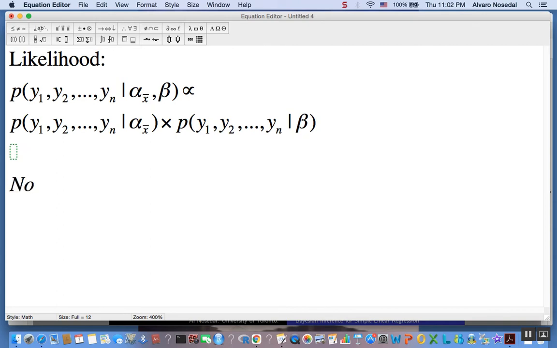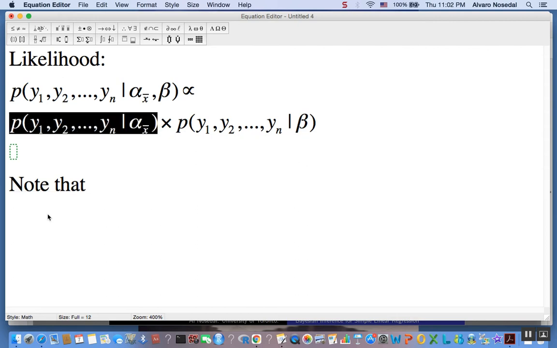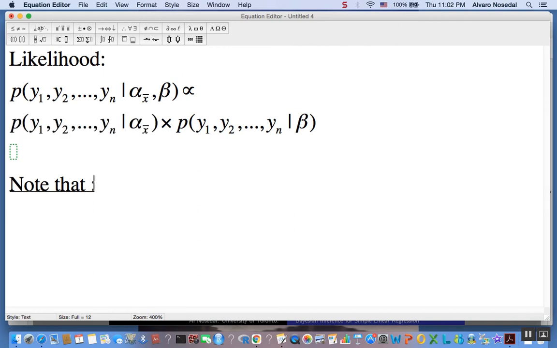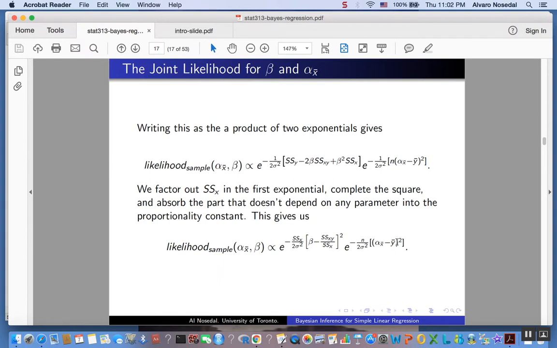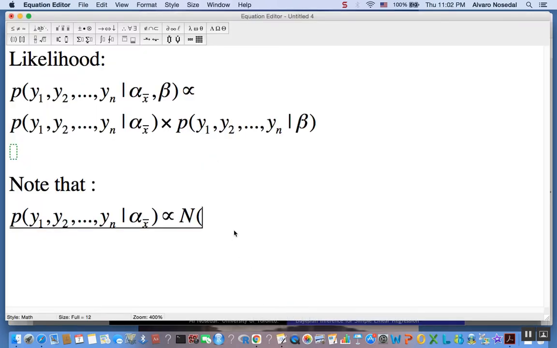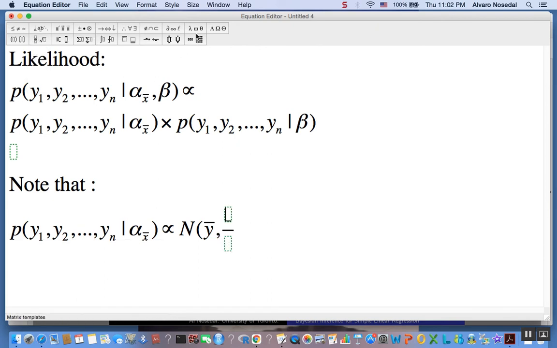so now let's make an observation. Note that this guy here, the likelihood for alpha x bar, is proportional to a normal with mean, and we can go back to our presentation here, but it's going to be proportional to a normal with mean y bar and variance sigma squared divided by n.